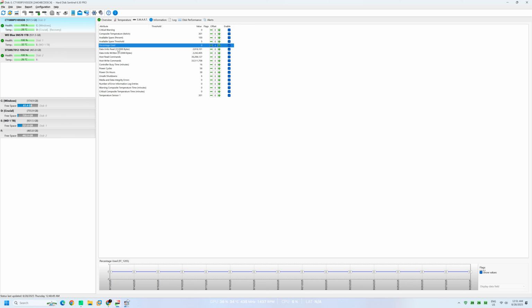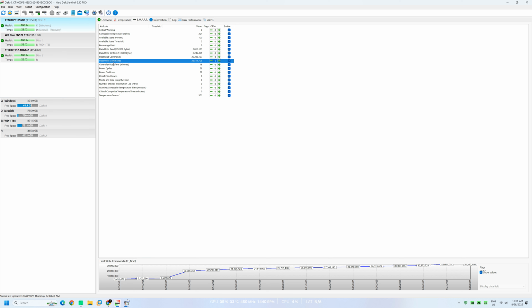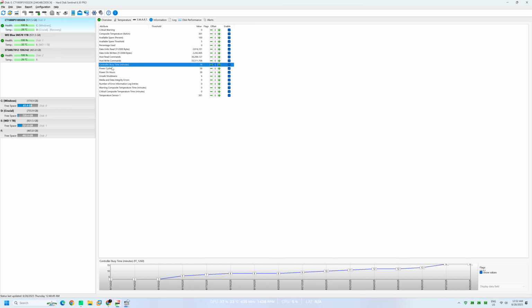Moving to usage statistics, data units read and data units written give you an idea of how much total data has been read and written. Host read commands and host write commands show how many times the system has asked the drive to perform read or write operations. Performance-related values include controller busy time, power cycles, and power on hours, which help you understand how long the drive has been in use and how many times it has been powered on.